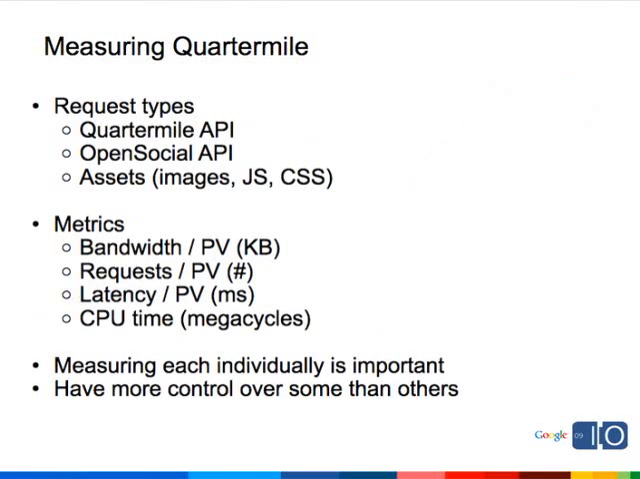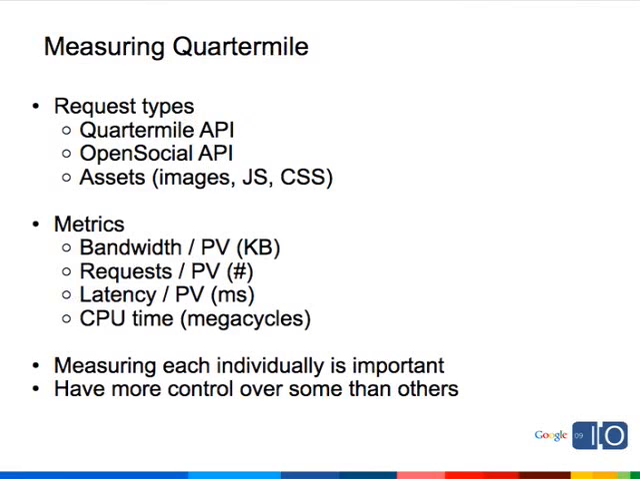And to measure it, we have 3 different types of requests. Basically, API requests to the backend, the App Engine backend. We have API requests to the OpenSocial APIs on the container in which it runs. And then we have assets like JavaScript, CSS, images, et cetera. And we're measuring on 4 different metric points, bandwidth per page view.